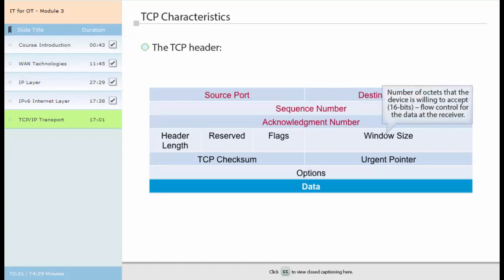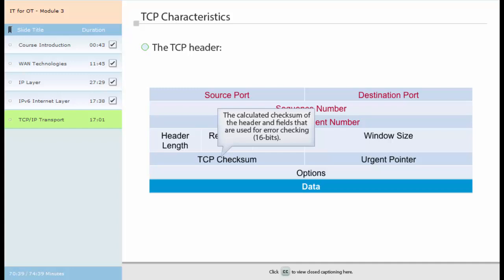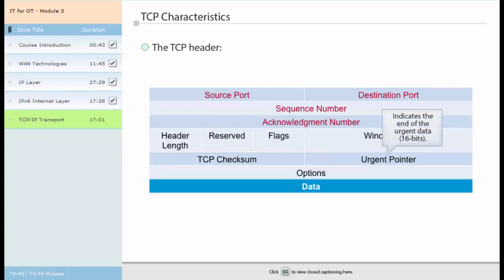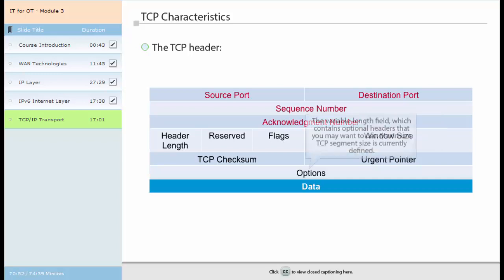Window size, number of octets that the device is willing to accept. This is 16 bits and is the flow control for the data at the receiver. TCP checksum, the calculated checksum of the header and fields that are used for error checking. This is 16 bits. Urgent pointer, indicates the end of the urgent data, 16 bits. And options, the variable length field which contains optional headers that you want to use. The maximum TCP segment size is currently defined.